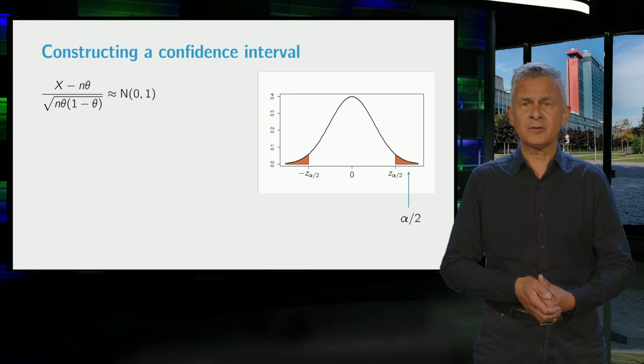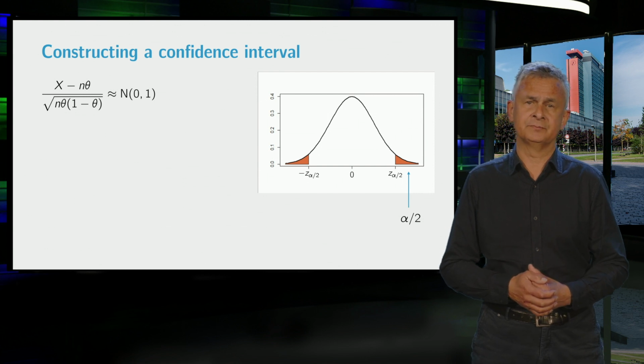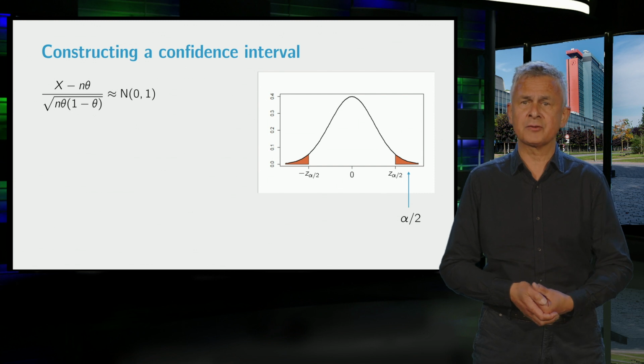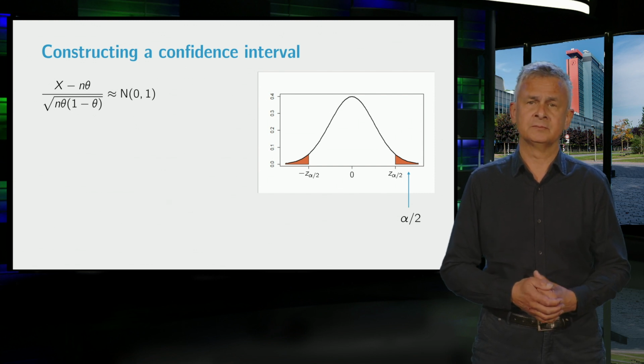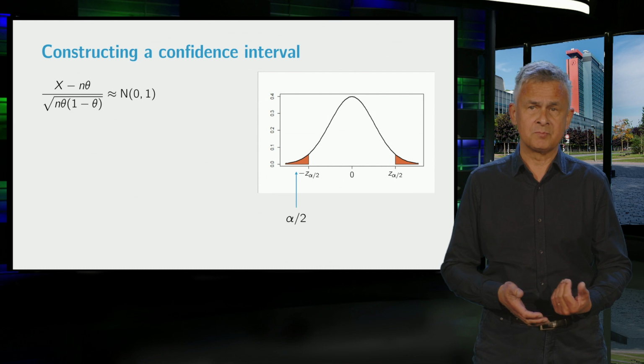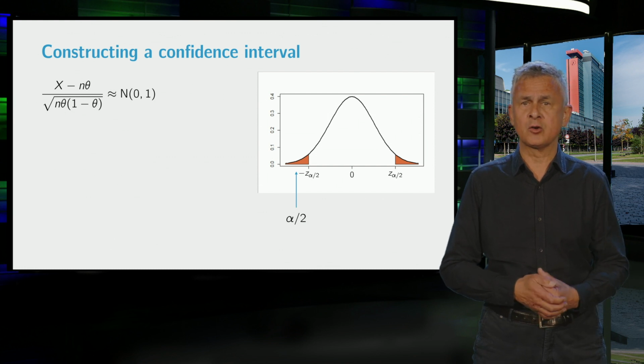Now let z alpha over 2 be the critical value of the standard normal distribution. This is the value such that it has probability alpha over 2 to the right. And so its mirror image minus z alpha over 2 has probability alpha over 2 to the left.